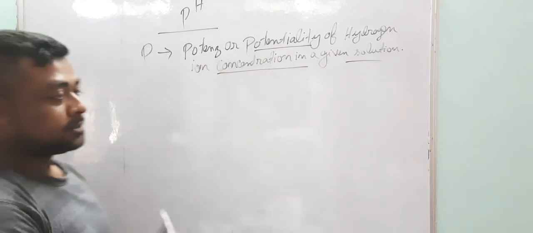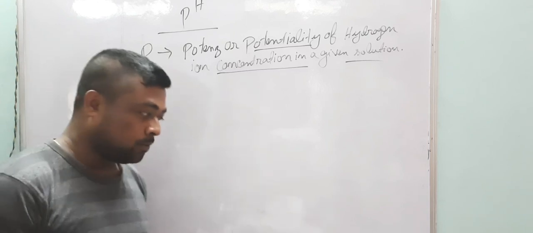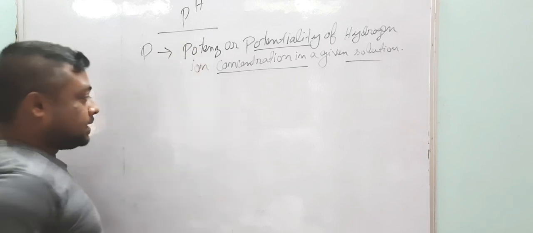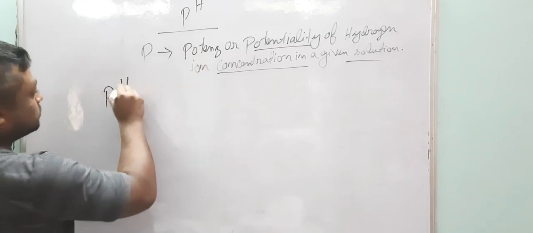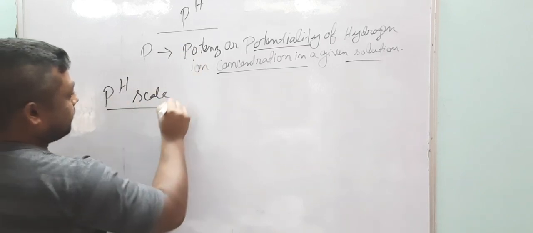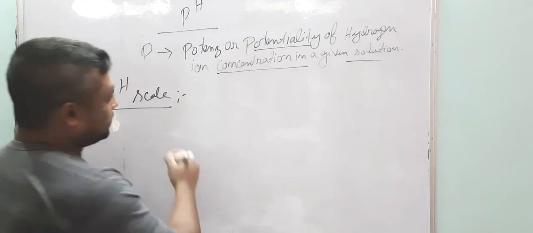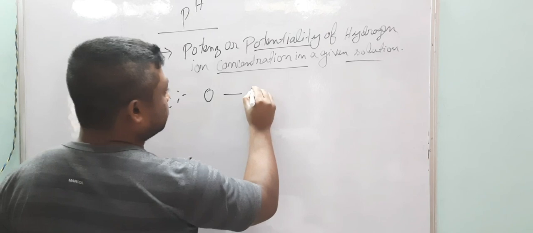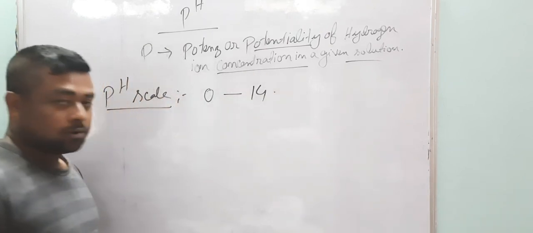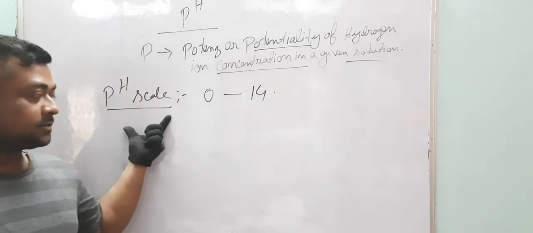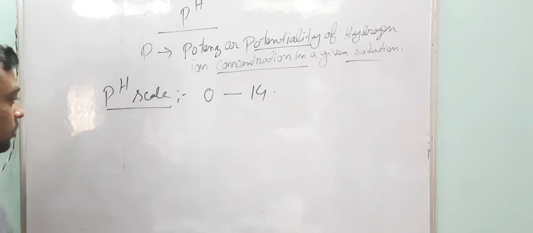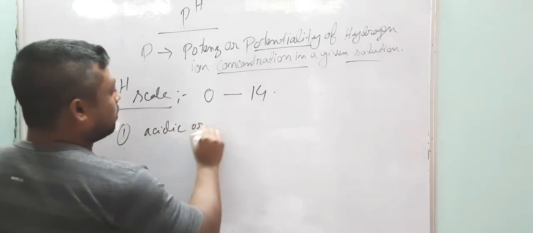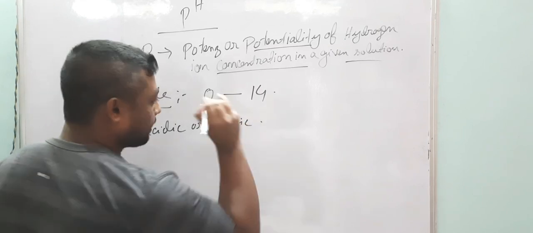Now, what is the use of this pH? Why do you apply this pH in chemistry? This particular pH we will discuss in terms of pH scale. This particular scale has a numerical value which starts from 0 and ends in 14. This pH scale helps us to determine whether a given solution is acidic or basic.